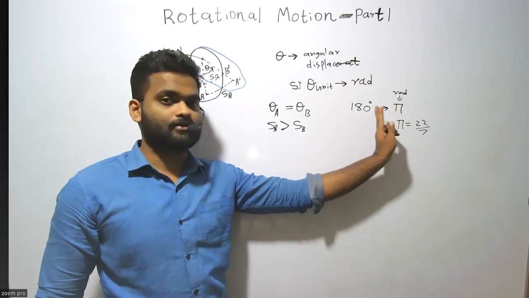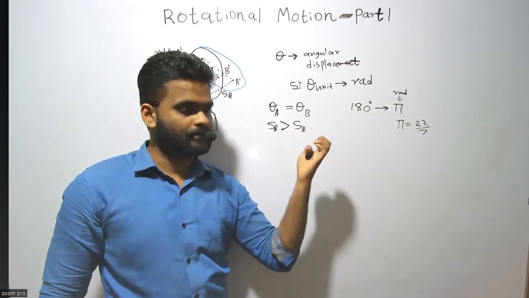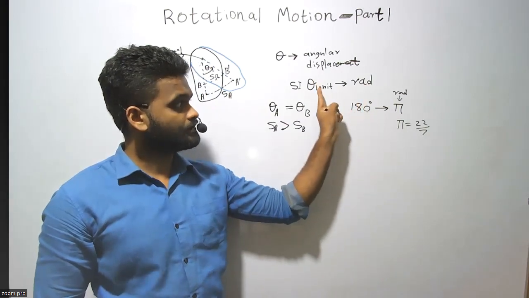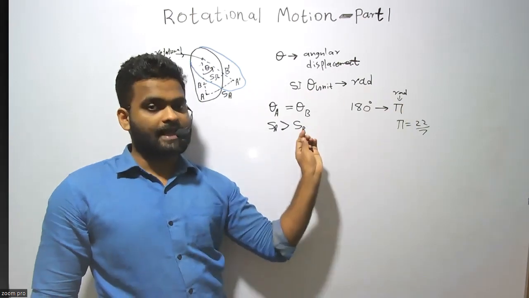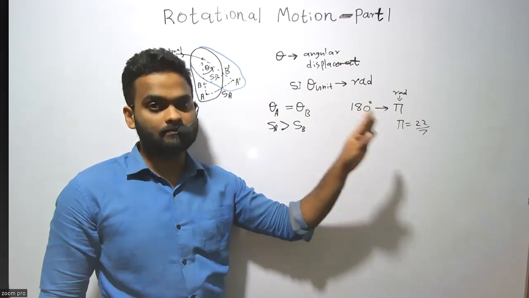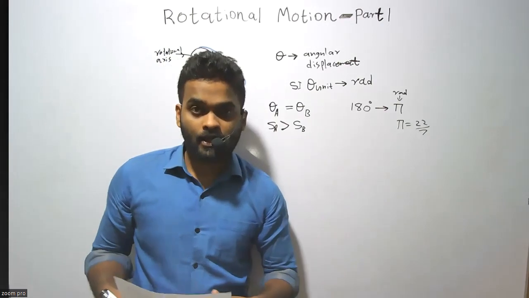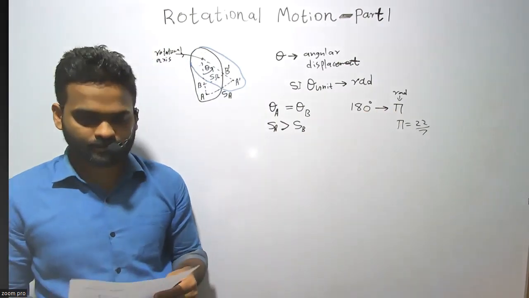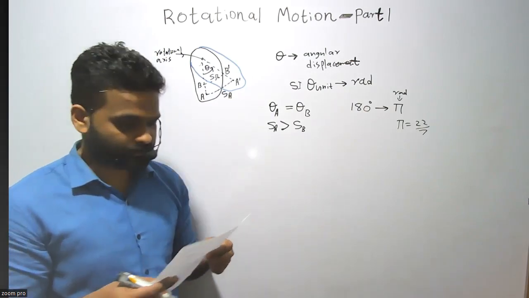We need to know this in order to do conversions. Whenever you are substituting for angular displacement, you always have to convert that into radians. You cannot just apply angles, right? You always have to convert that angle into a radian. We'll see how to do that when we are doing questions, right? Okay, you can take those down.